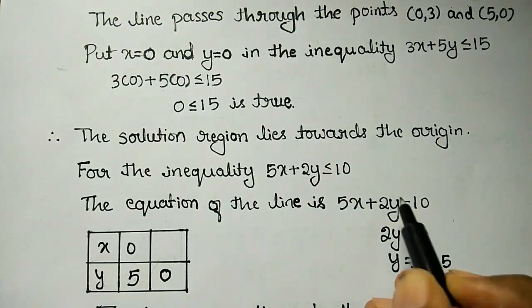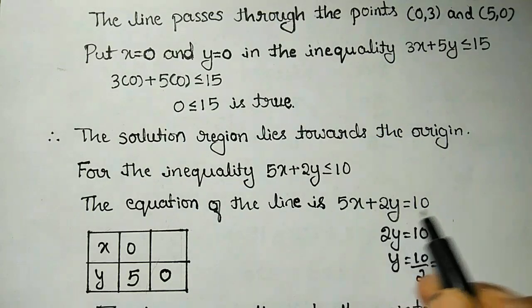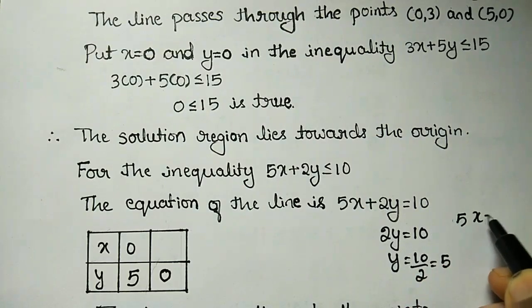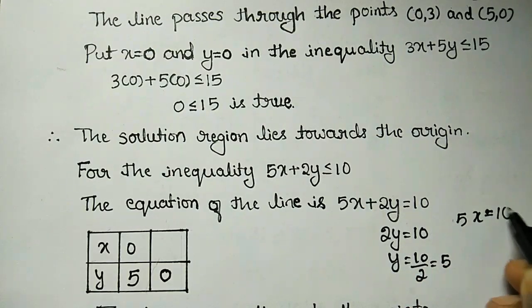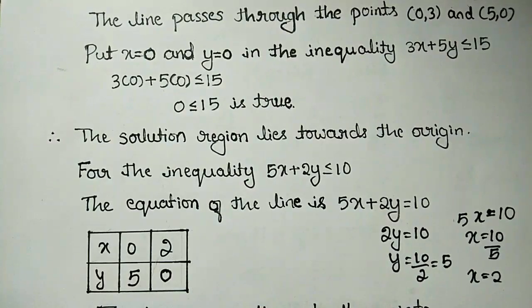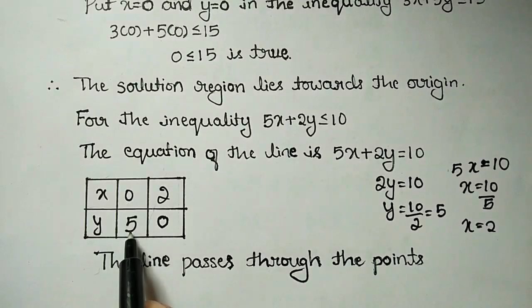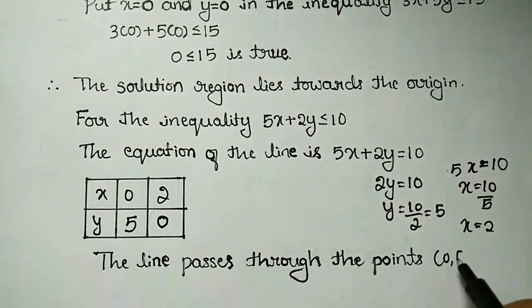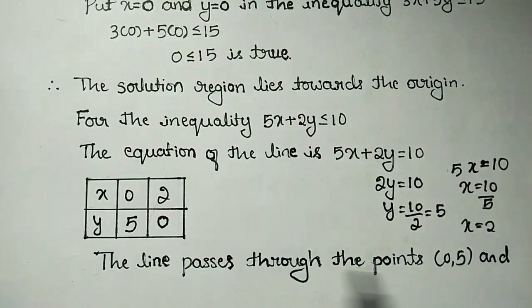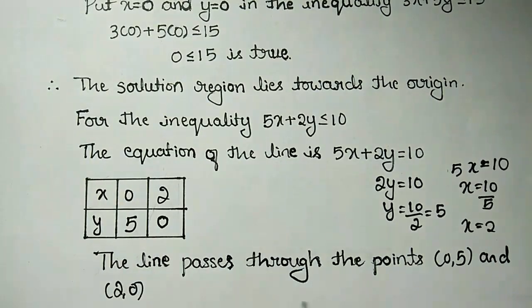Similarly, put y is equal to 0 in the equation. Then the second term will become 0. And the equation takes the form 5x is equal to 10. x is equal to 10 divided by 5. x is equal to 2. Then the line passes through the points (0, 5) and (2, 0). We draw the line passing through these points.